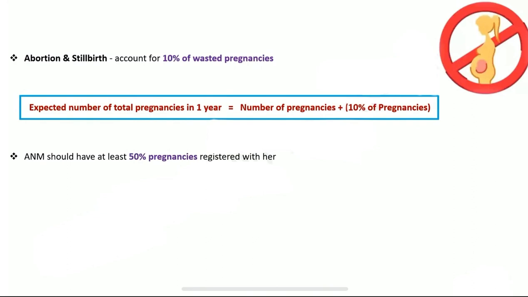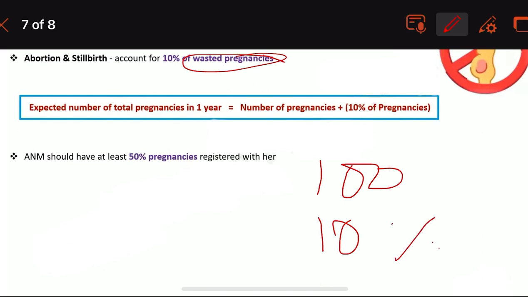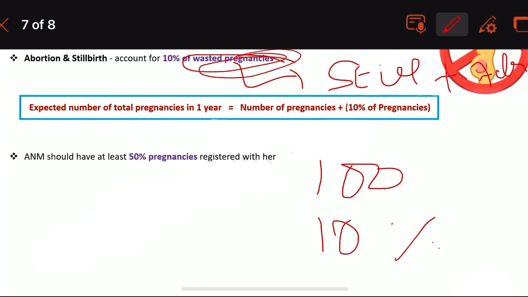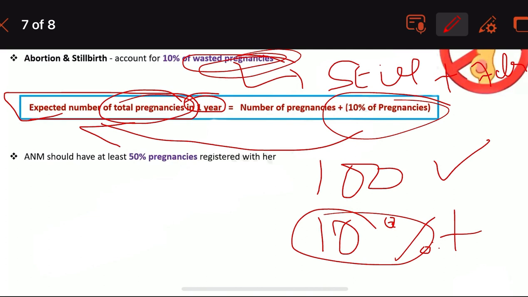And we have the abortion and stillbirth accounting for about 10% of the wasted pregnancies. So out of the total pregnancies, 10% of them are wasted pregnancies, that is the stillbirth and the baby dying within the 7 days. So they are wasted pregnancies. The expected number of total pregnancies in 1 year will be the total number of pregnancies plus this 10% wasted pregnancies.